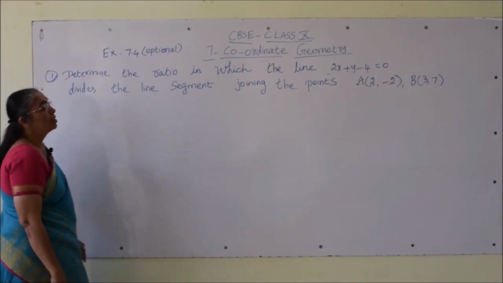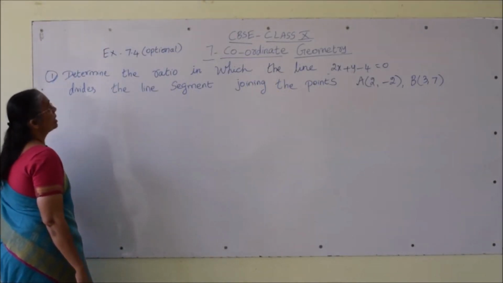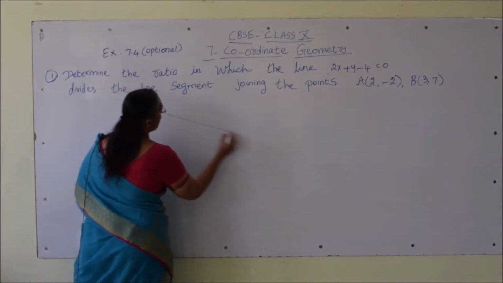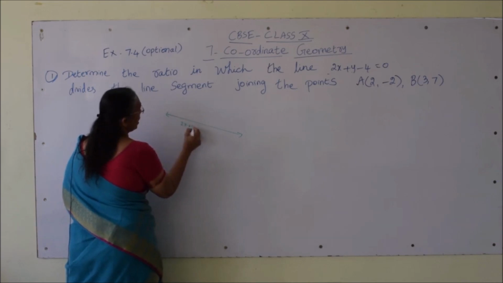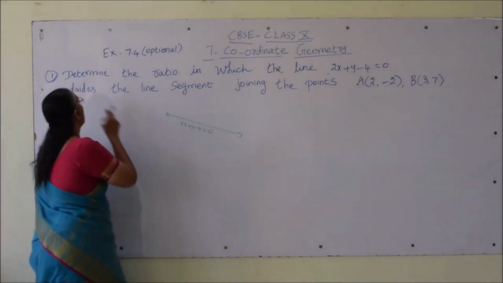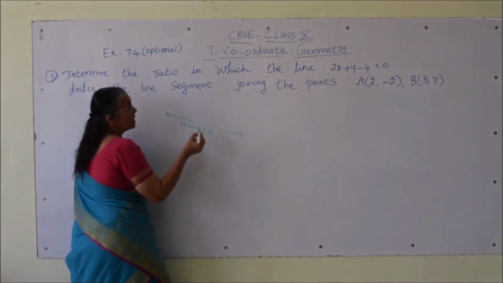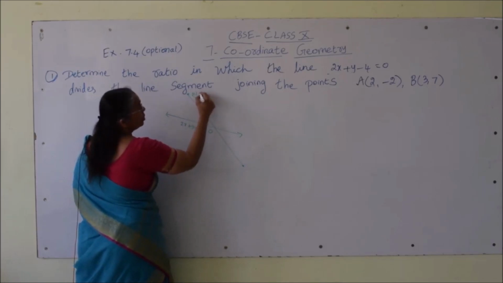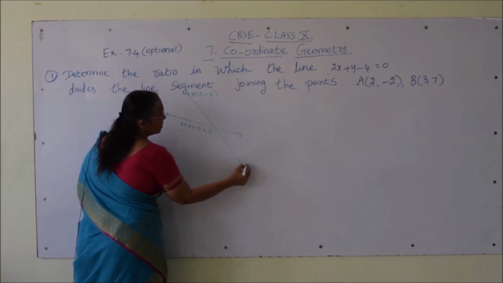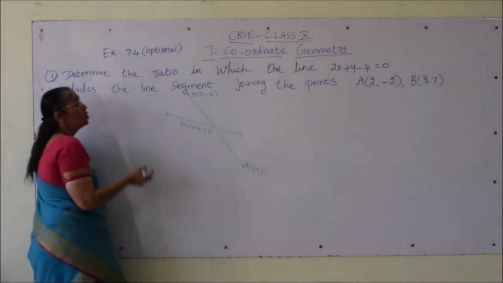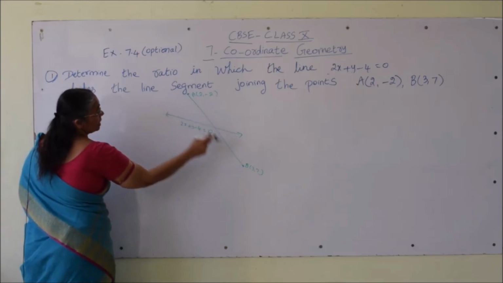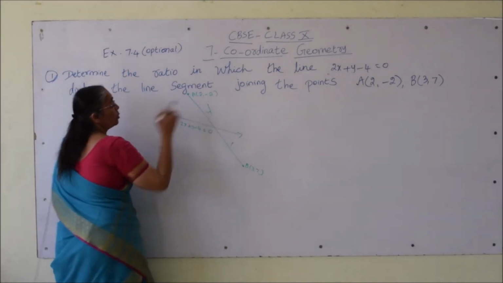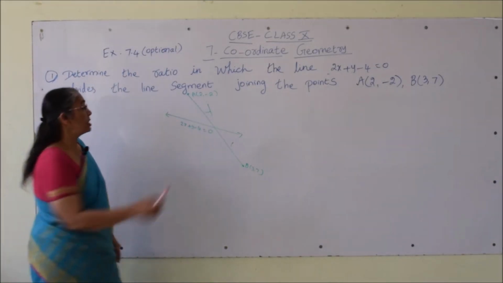Exercise 7.4, optional exercise. Problem number 1: determine the ratio in which the line 2x + y - 4 = 0 divides the line segment joining the points A(2, -2) and B(3, 7). Suppose this line divides the line segment in the ratio lambda is to 1. Then we have to find the value of lambda. So, this ratio we need.